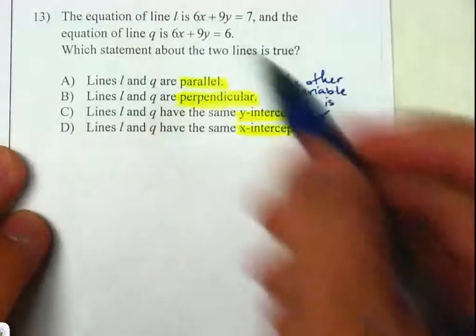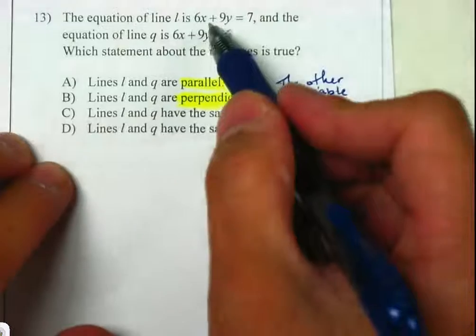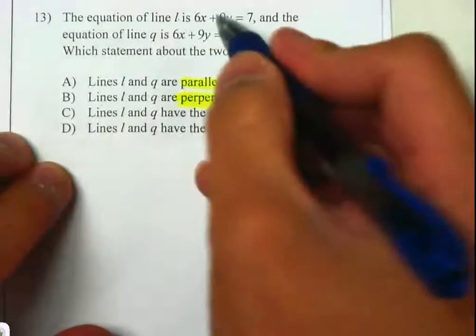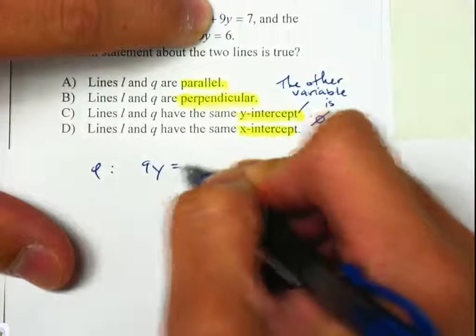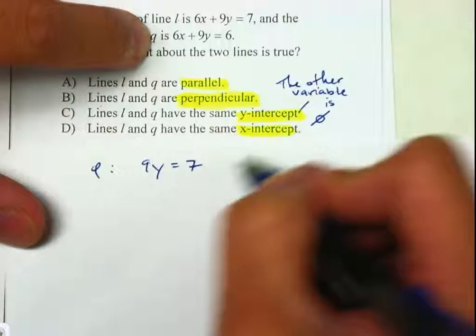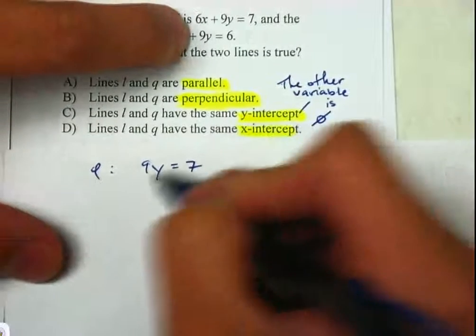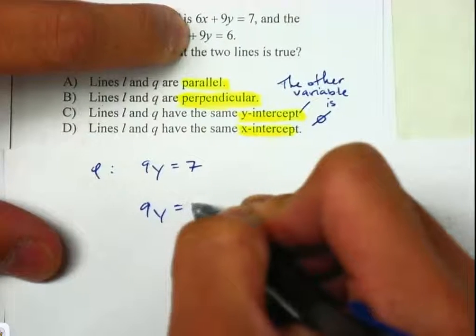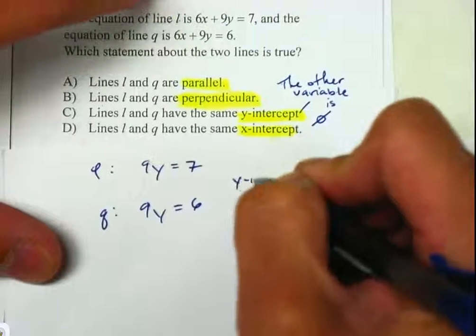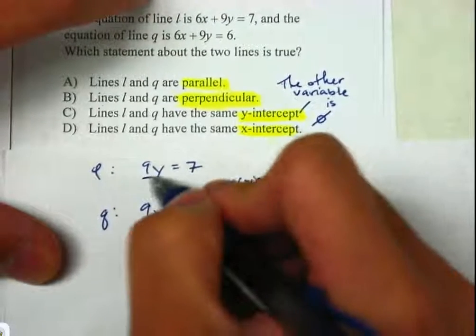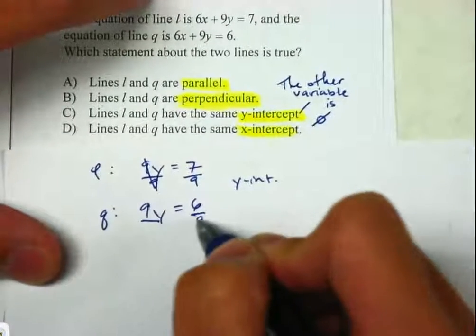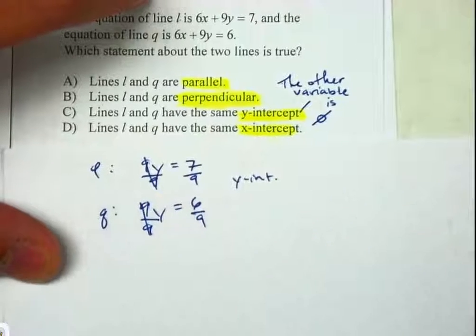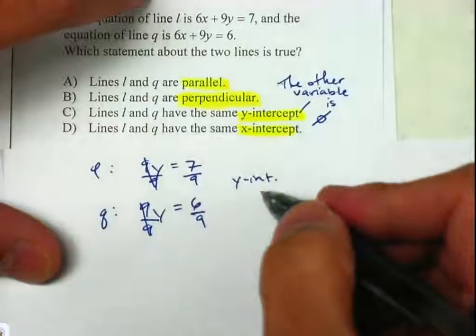For line L, if I want the y-intercept, that means x is 0. So that x would disappear, and you're left with, for line L, 9y is equal to 7. And same thing for line Q. If our other variable, our x, is 0, then I'm left with 9y equals 6 for line Q. So this is for the y-intercept. If I divide by 9, I get 7 over 9 for the y-intercept, and I get 6 over 9 for the y-intercept for line Q. So those are not the same. The y-intercepts are not the same.